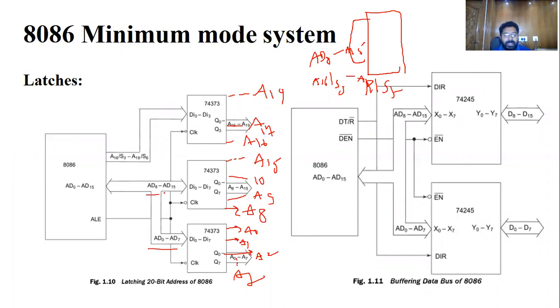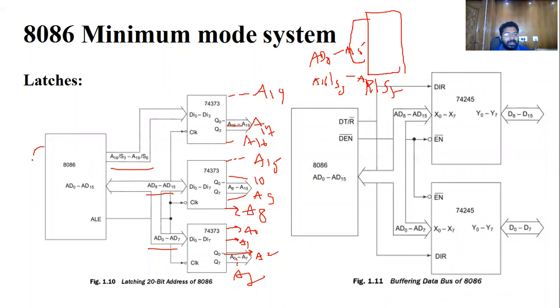AD0 to AD7, AD8 to AD15, then A16 to A19, where S3, S6 and so on represent the status lines. You know that. So these are the pins of our 8086 microprocessor. In our mind, we should just remember what the pins of the 8086 microprocessor are, a 40-pin microprocessor.